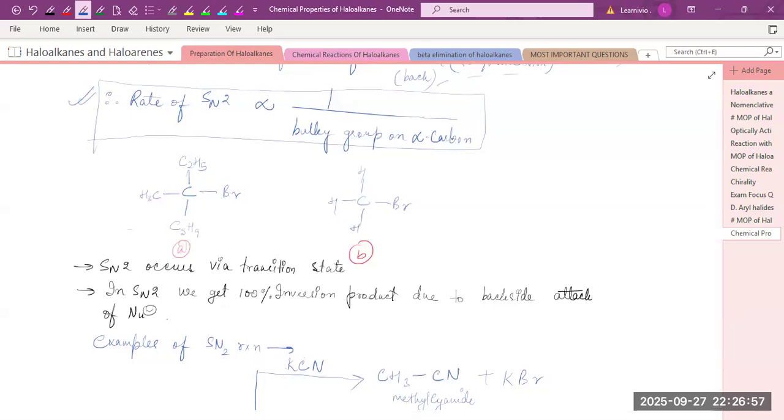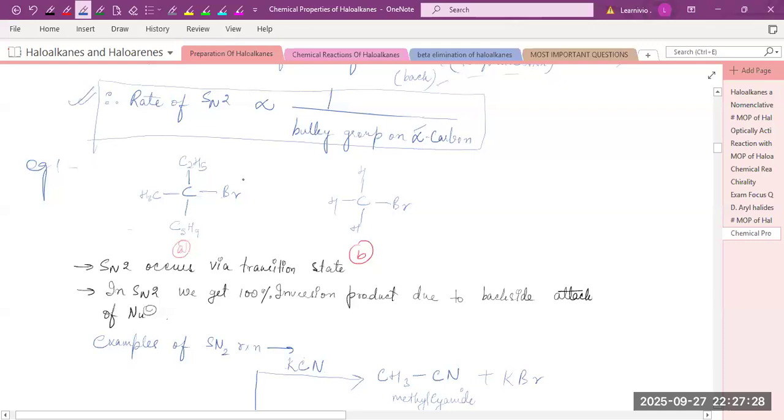If on the alpha carbon there is a more bulky group like C2H5, CH3, and a pentyl group, any group which is very bulky, it will reduce the rate of nucleophilic substitution reaction. And we are talking about the alpha carbon. So suppose we have these two examples, two compounds you can say. Bromine is attached to this carbon.